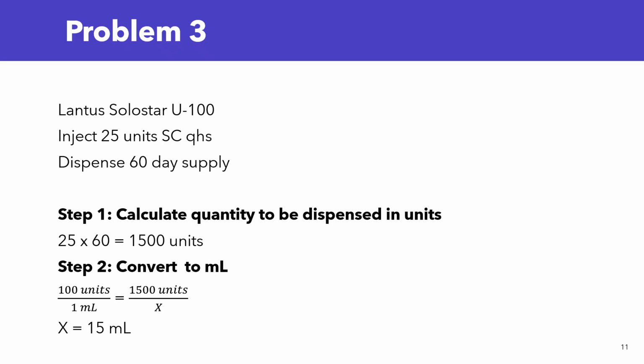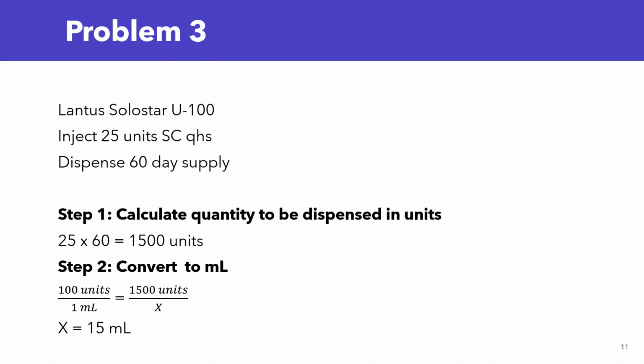So how do we go about solving this problem? So far we've calculated the day supply, and the formula that we've used is day supply equals quantity to be dispensed in units divided by the number of units per day. Now we're being asked for quantity dispensed. So quantity dispensed is going to be the day supply times the number of units per day. So the day supply here is 60, number of units per day is 25. So we can calculate quantity to be dispensed in units.